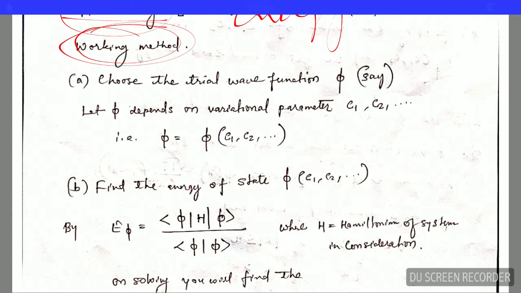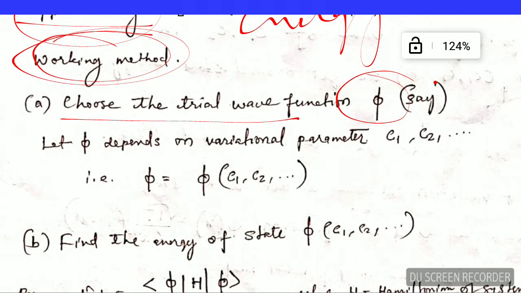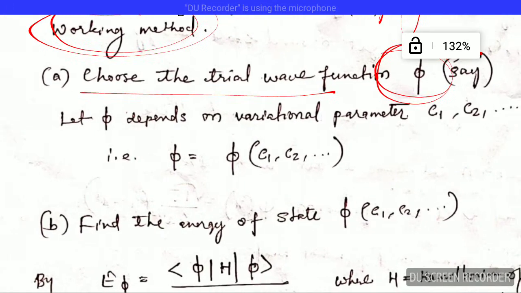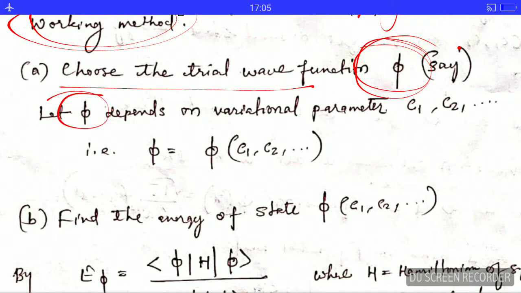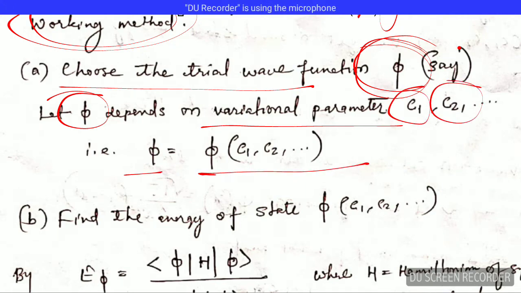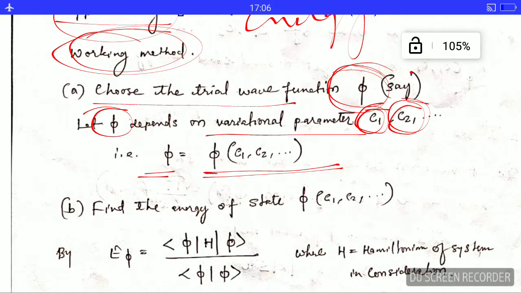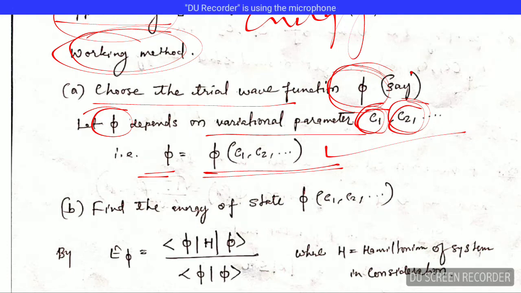First, you have to choose the trial wave function, say phi. You don't know exactly what the function is, so you have to take the trial wave function phi. And phi depends on the variational parameters like c1, c2. So phi is a function of the variational parameters. These parameters are variational because they may change, they may vary. So your phi has to be chosen such that it depends on some variational parameter. So this is your trial wave function.